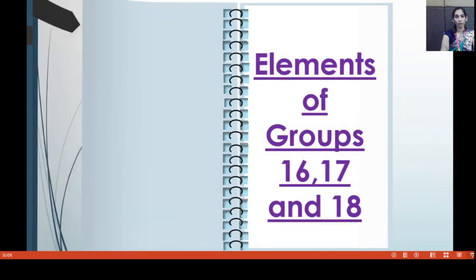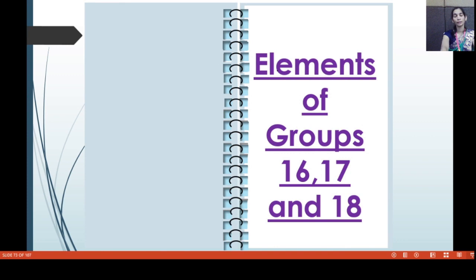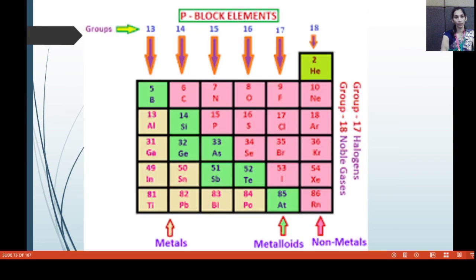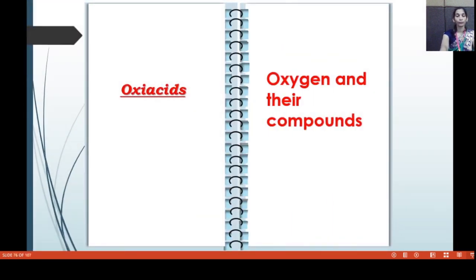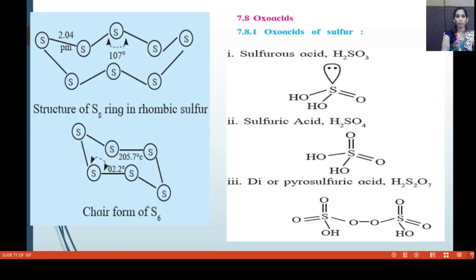In the previous lecture, from the chapter on elements of group 16, 17 and 18, we completed the reactivity of the elements of group 16, 17 and 18 towards oxygen, towards the halogens and towards metals. Now in this lecture we study the oxyacids and oxygen, and also some different compounds of oxygen.